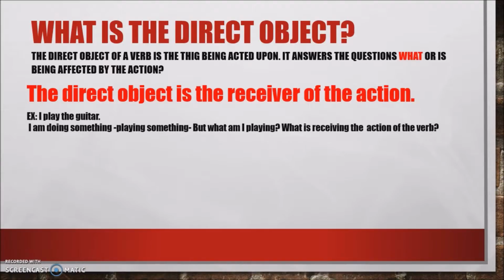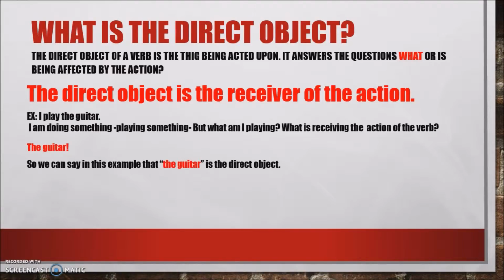Let's see an example. I play the guitar. I'm playing something. But what am I playing? What is receiving the action of the verb? Exactly. Guitar. So we can say that guitar is the direct object of this sentence.